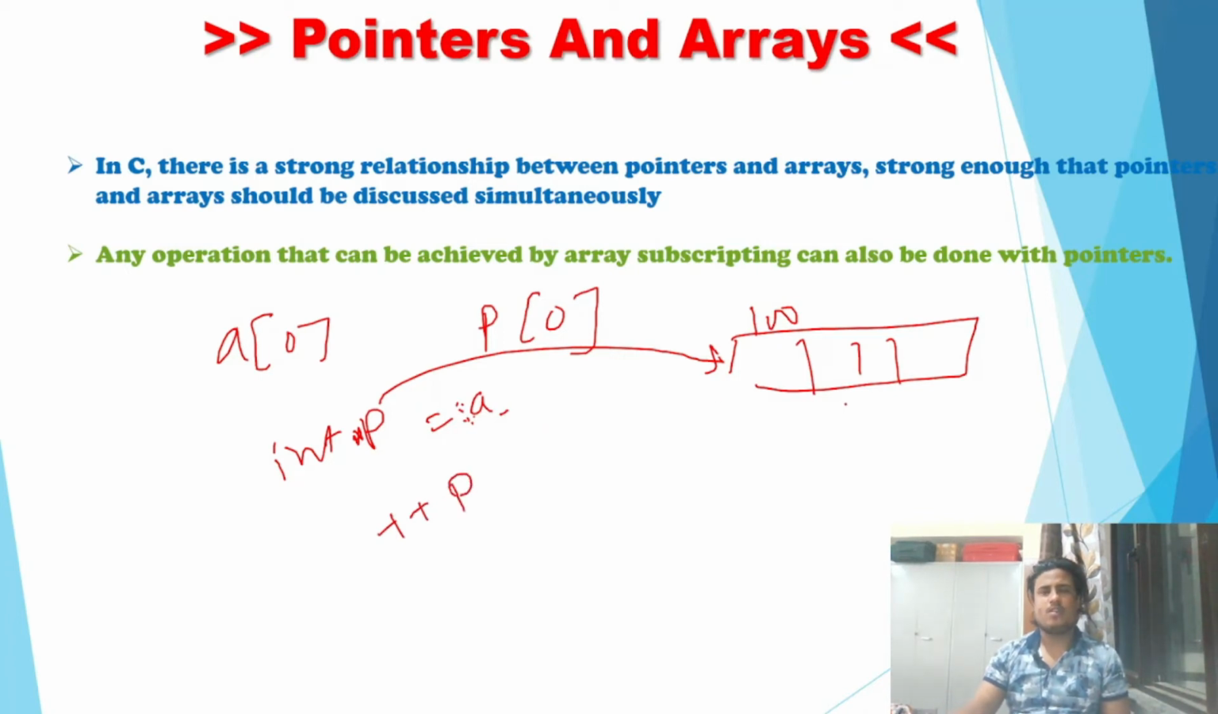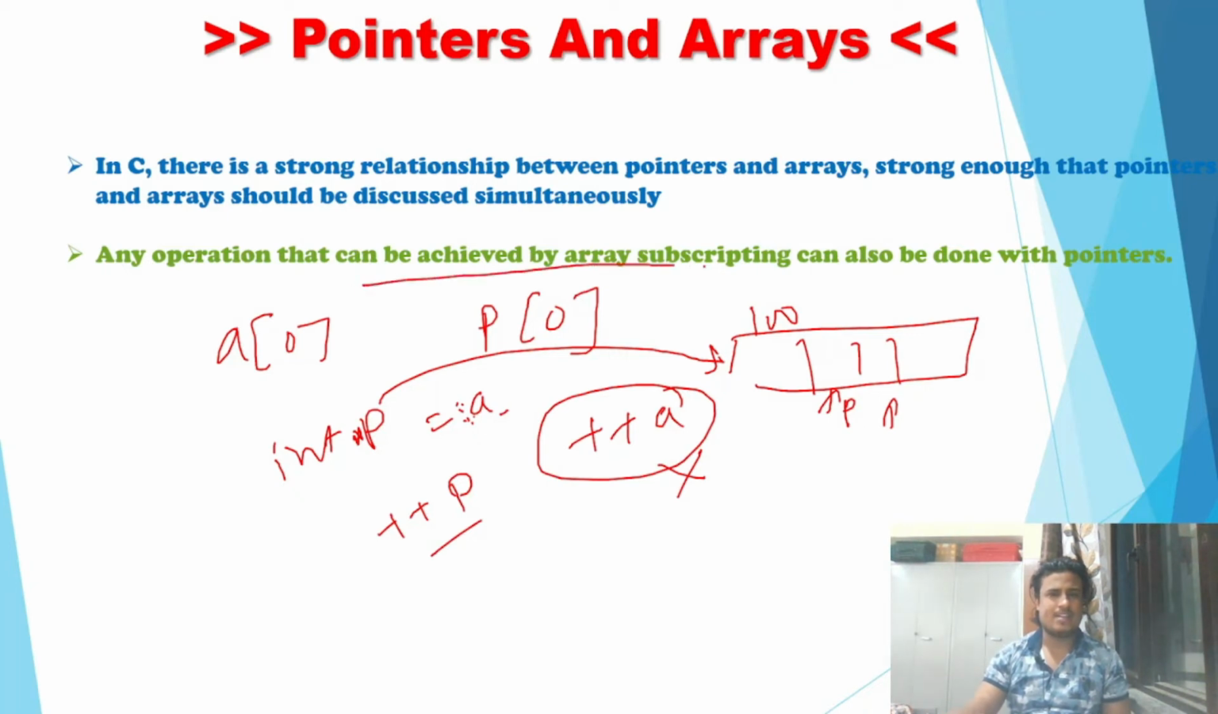and incrementing p will make it point to the second element. In that way it can also be done with a. I will show you some things that cannot be done with a, so some operations are not interchangeable. Operations that can be achieved by an array have some exceptions, which I will show you. It is not always true, but some of the operations you can use interchangeably, which I have shown you.